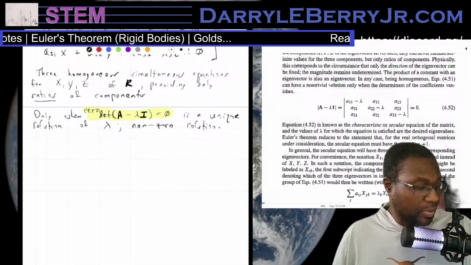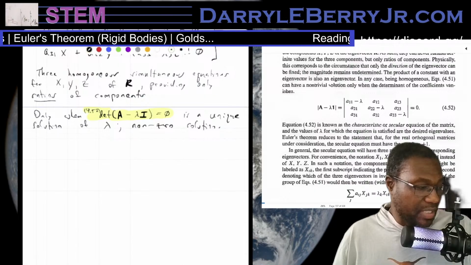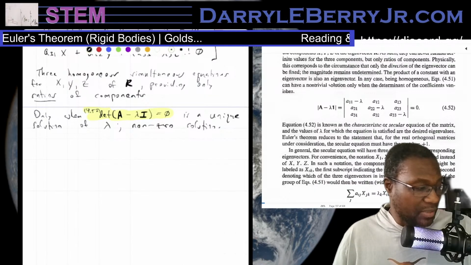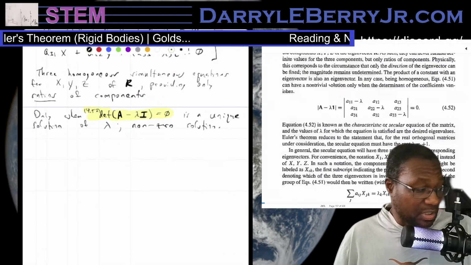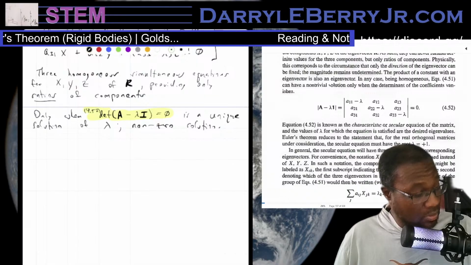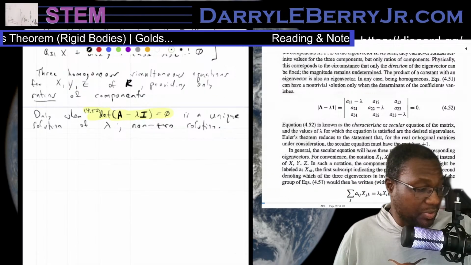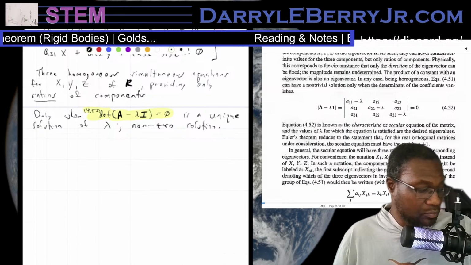In general, the secular equation will have 3 roots with 3 corresponding eigenvectors. For convenience, the notation x1, x2, x3 will often be used instead of x, y, z. In such a notation, the components of the eigenvectors must be labeled as x_ik, the first subscript indicating the particular component, the second denoting which of the 3 eigenvectors is involved. Okay.